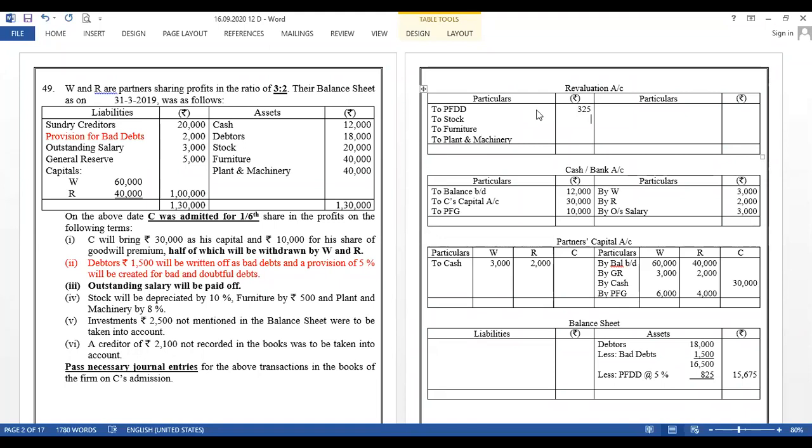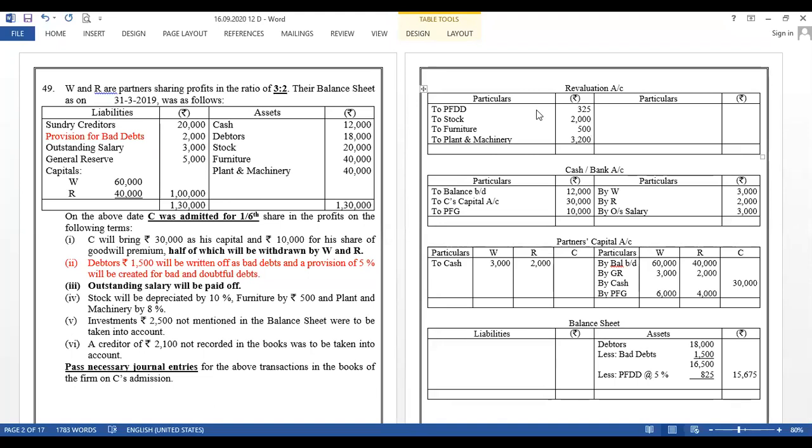Stock can be seen as 20,000. 10% of that will be 2,000, right? Furniture by 500. It is good that the value is directly given. Plant and machinery by 8%. 40,000 is plant and machinery. 8% of that is 3,200, right? The 3,200, correct? All three, depreciation, loss, debit to revaluation.